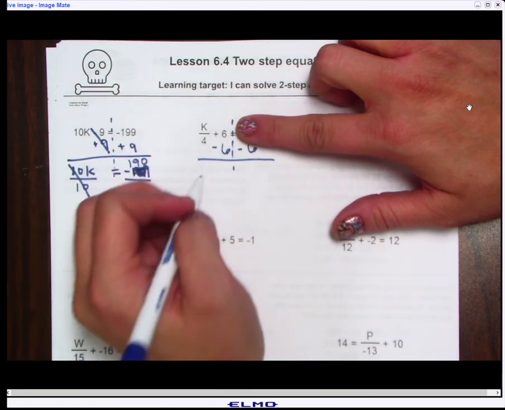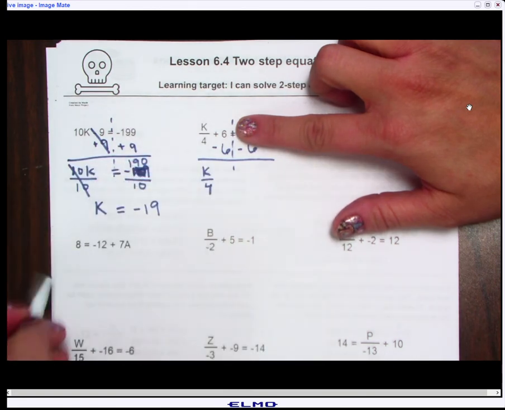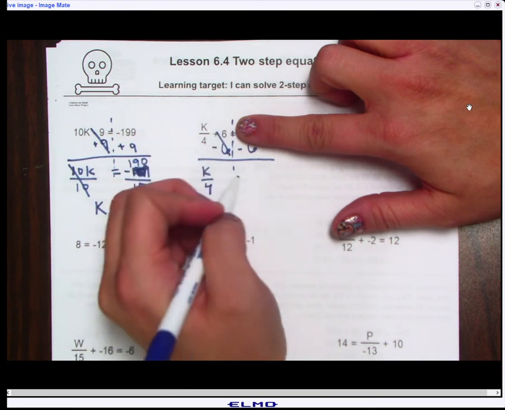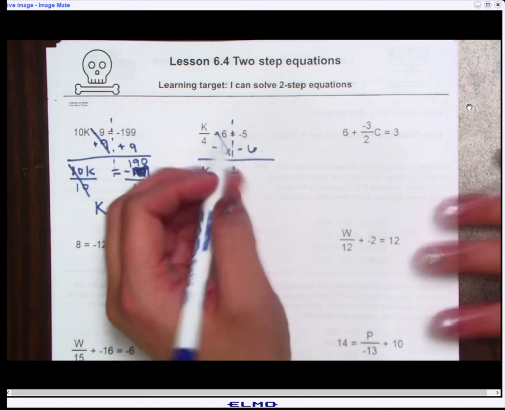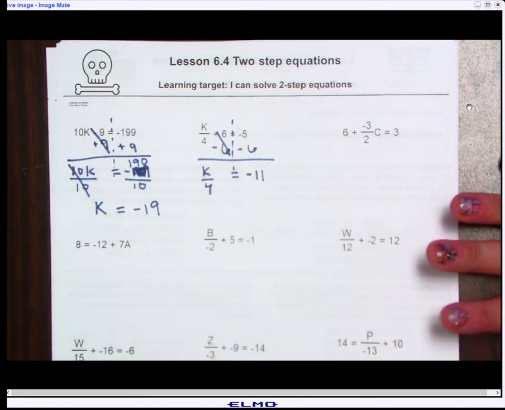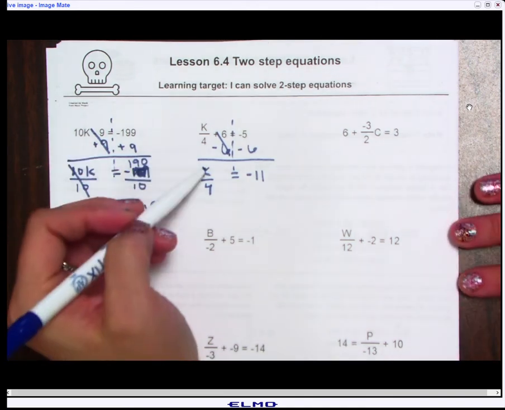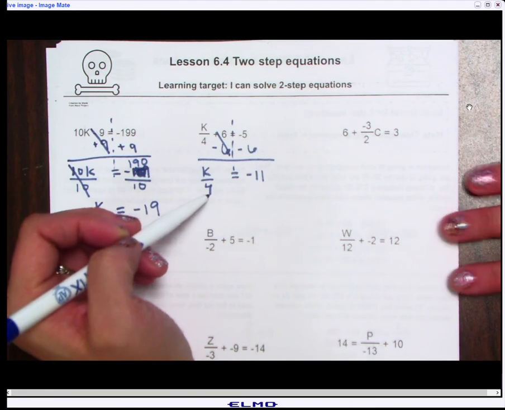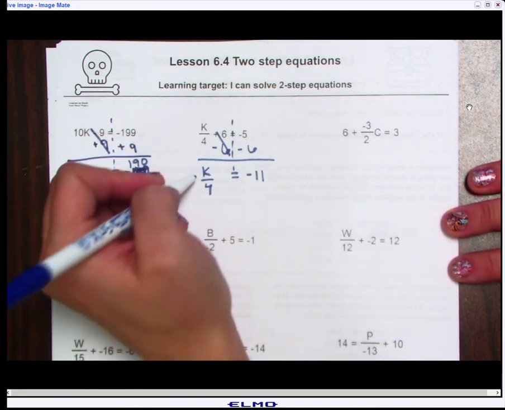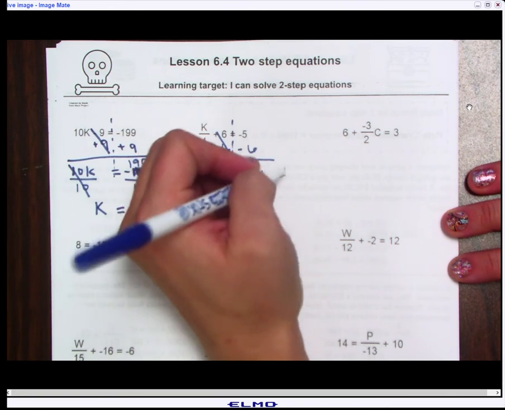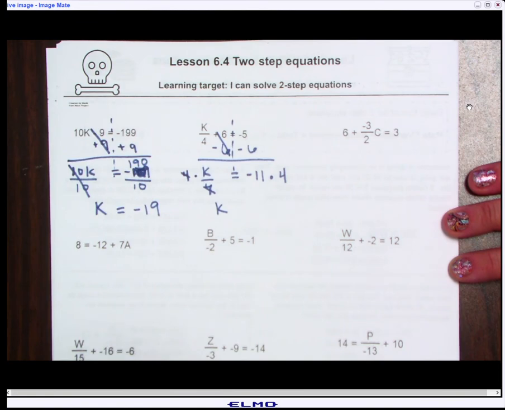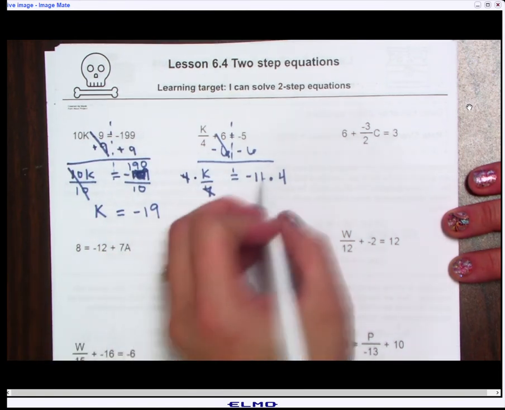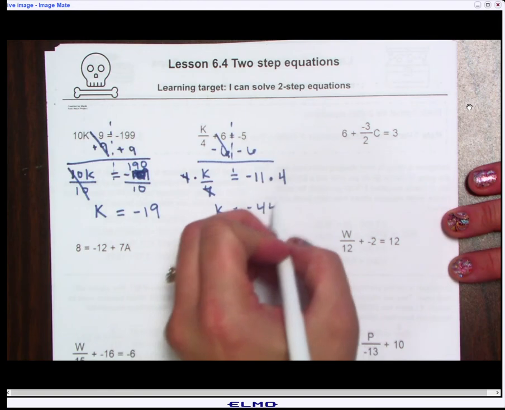When I do that, the k divided by 4 comes down. These are gone. I bring down my equal sign. I lift up my finger. Negative 5 minus 6 is negative 11. So that was my first step. My second step is to look at this k divided by 4 and say, okay, what's the opposite of dividing by 4? That's timesing. So I'm going to multiply both sides by 4. Means I've got just a k here. Negative 11 times 4 is negative 44.